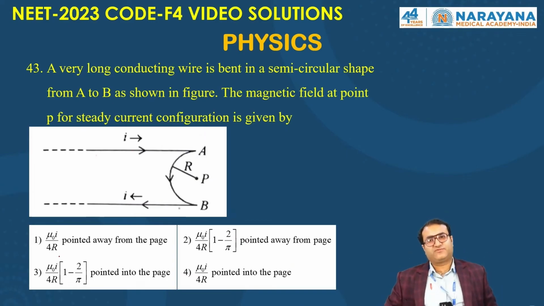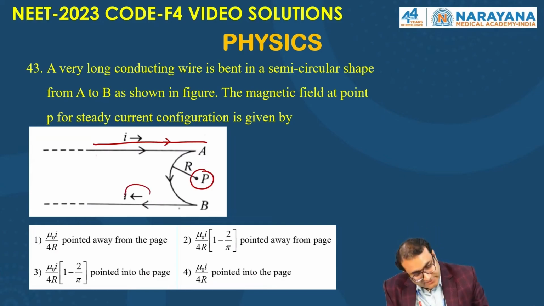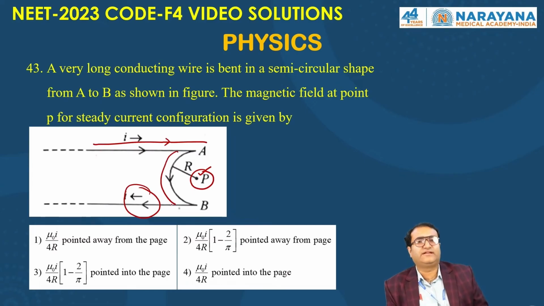Now here comes question number 43. A very long conducting wire is bent in the form of semicircular shape A to B as shown in the figure. The magnetic field at point P for a steady current is given by. If current is going in this direction, magnetic field at point P is inside the plane. By right hand thumb rule, you can easily analyze. And due to this also, it is inside the plane. If you sit at point P, this current is anti-clockwise. For anti-clockwise current, magnetic field is out of the plane.